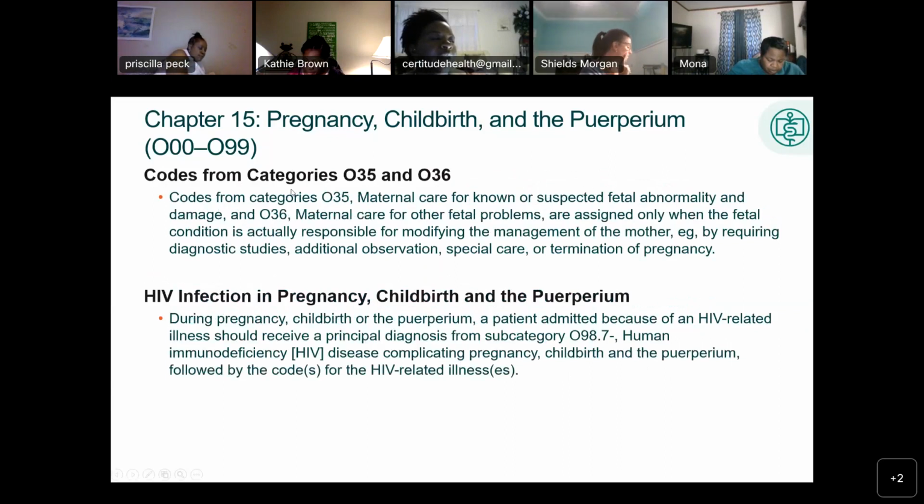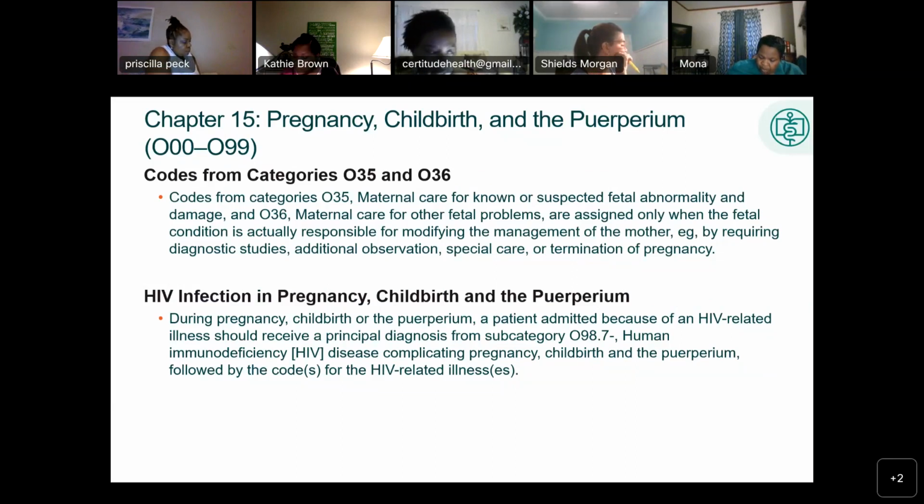Codes from category O35 and O36. Just highlight that one in your book. I'm not going to spend time talking about that one because I need to talk about HIV in pregnancy.